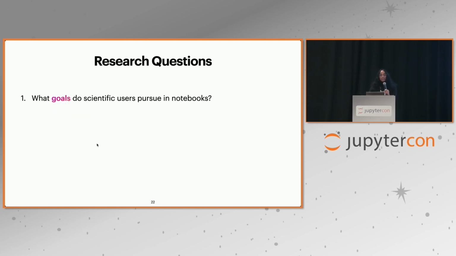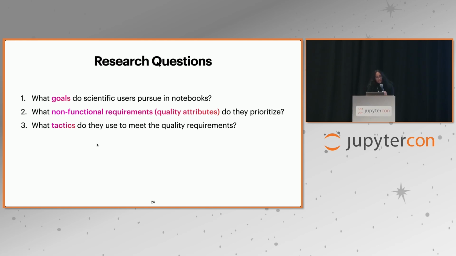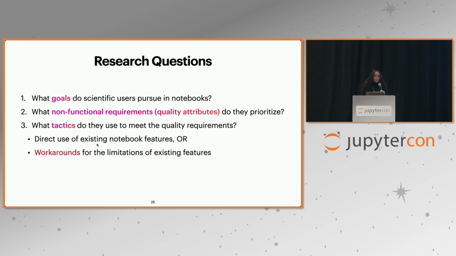The first being the goals that scientists pursue in their notebooks. We also want to know, what are the quality attributes that they prioritize? And then finally, what are the tactics that they use to meet those quality requirements? And by tactics, we mean either the direct use of existing notebook features or workarounds that they have come up with for the limitations of existing features.